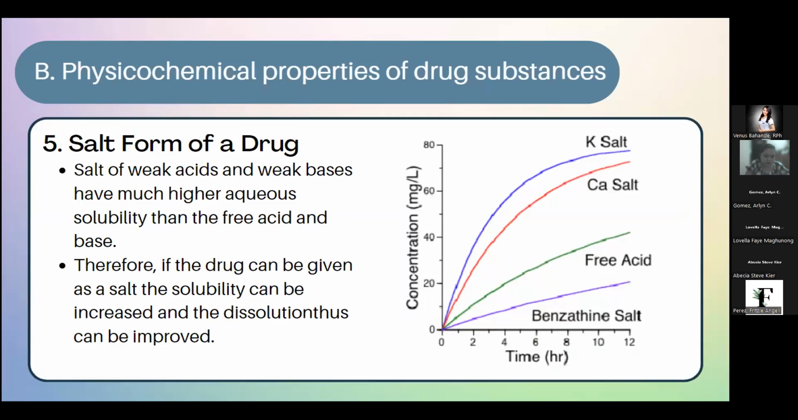And next is the salt form of the drug. Salts of weak acids and bases have much higher aqueous solubility than the free acid and base. Therefore, if the drug can be given as a salt, the solubility can be increased and the dissolution thus improved. As I mentioned earlier about the chemical form, when it becomes a salt, the drug is more readily absorbed. And as we can see here in the figure, this shows that the potassium salt has the highest solubility.